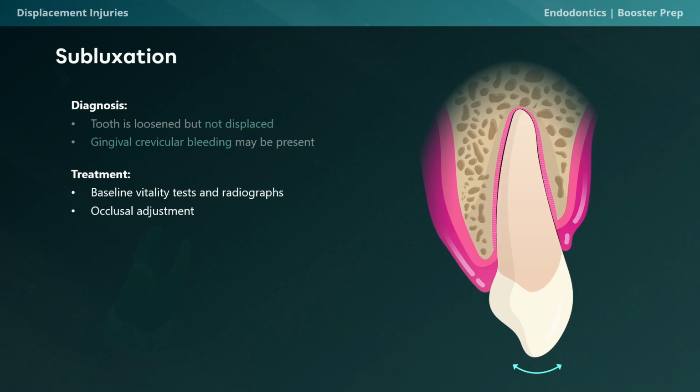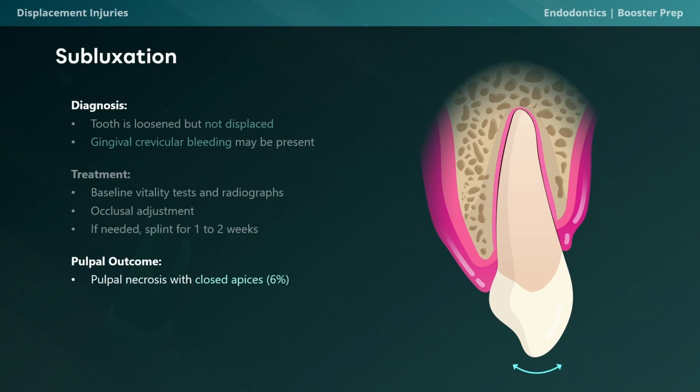Now, if the tooth is notably loose, we can splint it for a couple weeks just to stabilize it and allow the periodontium to tighten back up. And regarding the pulpal outcome, there's a reported pulpal necrosis rate of about 6% in cases with closed apices, which is pretty low, and the prognosis tends to be even more favorable for teeth with open apices.